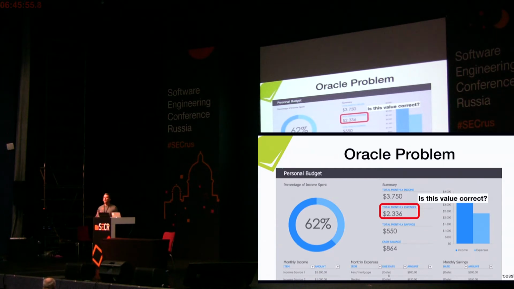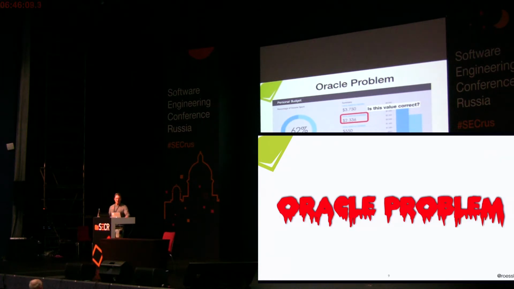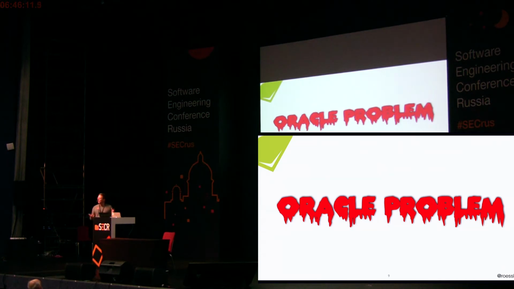The AI would have to understand your software in depth in order to understand whether the value is correct or not. This is called the Oracle problem. And the reason why it's called the Oracle problem, I mean, the Oracle problem is coming from Greek mythology. That's a pretty fancy name for an IT problem.